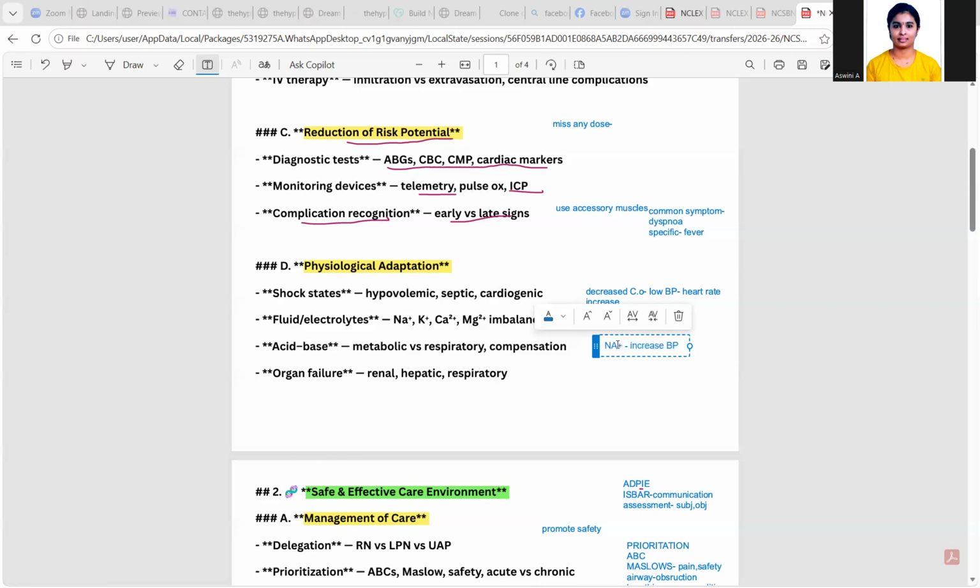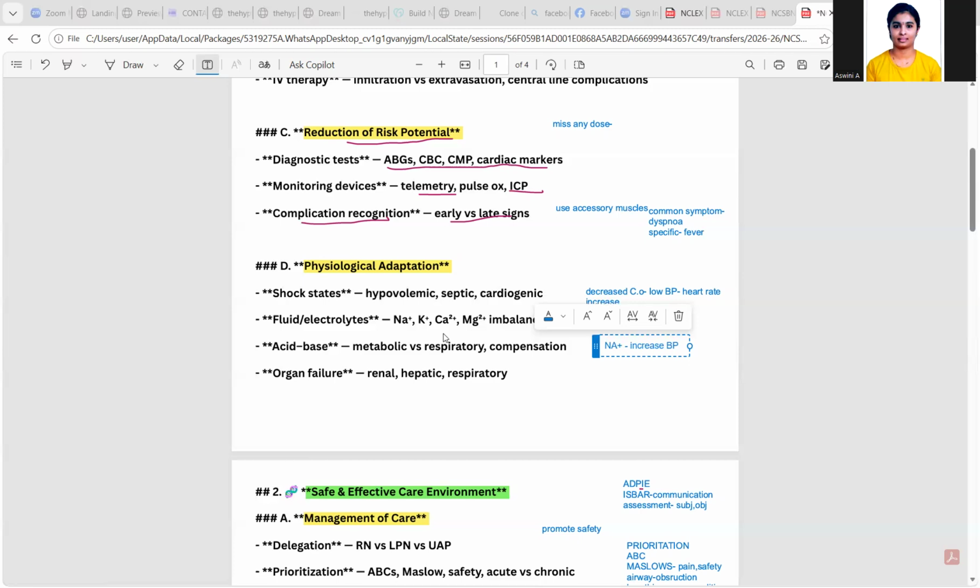Next, potassium. Potassium also has a role in our heart contraction. Both hyperkalemia and hypokalemia will cause arrhythmia, which is a life-threatening complication. Calcium also has a role in our blood clotting, and also in the maintenance of thyroid hormone. So it is very important.